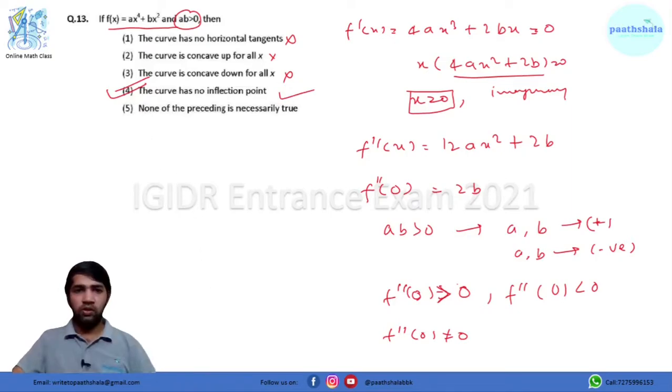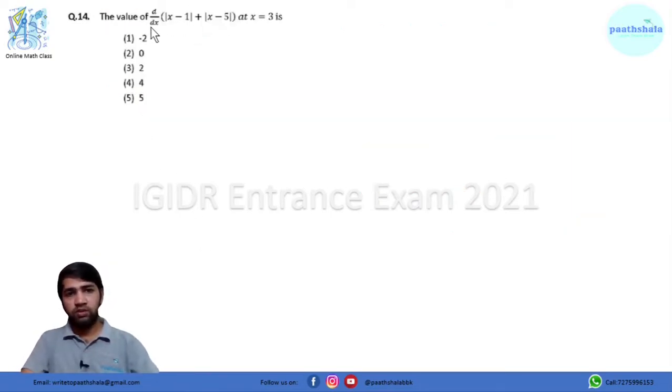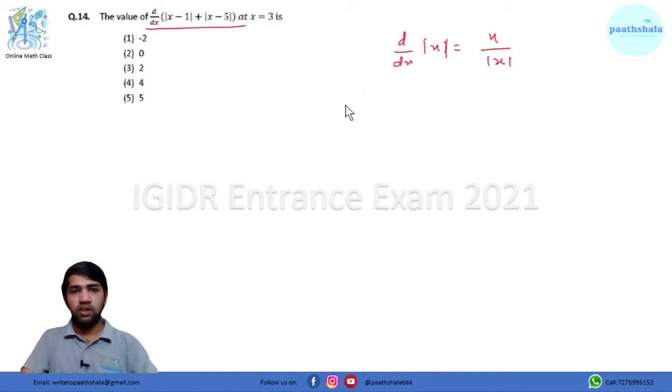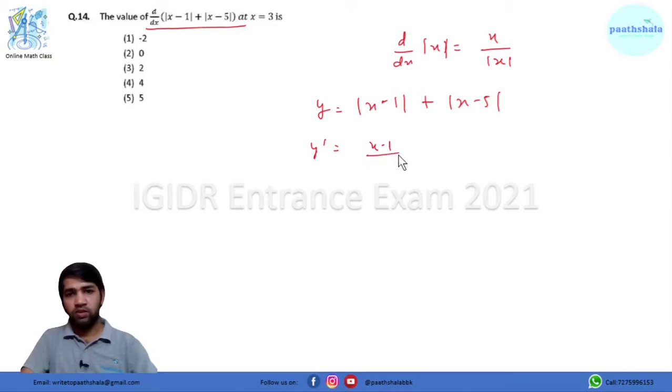Okay. So now let's move to the next question. In this question, basically we have to find the ddx of this function. So I told you this formula, that is ddx of mod x is basically x upon mod x. Okay, remember this thing. So here you will get, let's say this is y function, that is mod x minus 1 plus mod x minus 5. So here y dash will come out to be x minus 1 upon mod of x minus 1 plus x minus 5 upon mod of x minus 5.